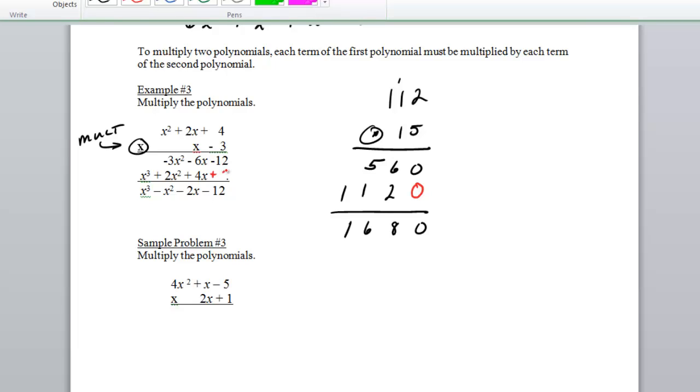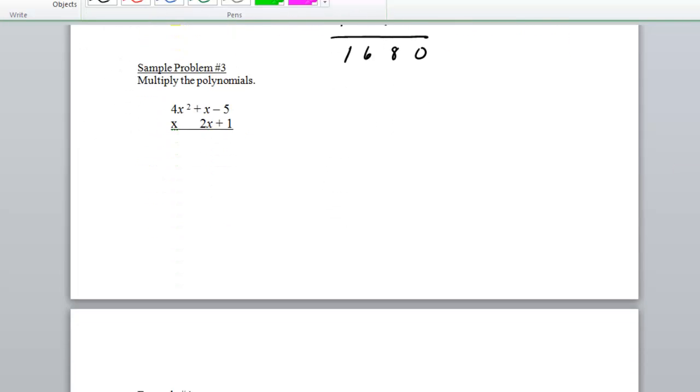Then we're going to have this 0 as a placeholder, just like we did back in 3rd grade. This is very important because it lines up my like terms for me, which is the effect that we're trying to get. Then once they're stacked appropriately, you would simply combine like terms like we did in the adding and subtracting part. This is very similar to methods that you've used in the past. So go ahead and try sample problem number 3 and then come back and take a look at it here in a second.